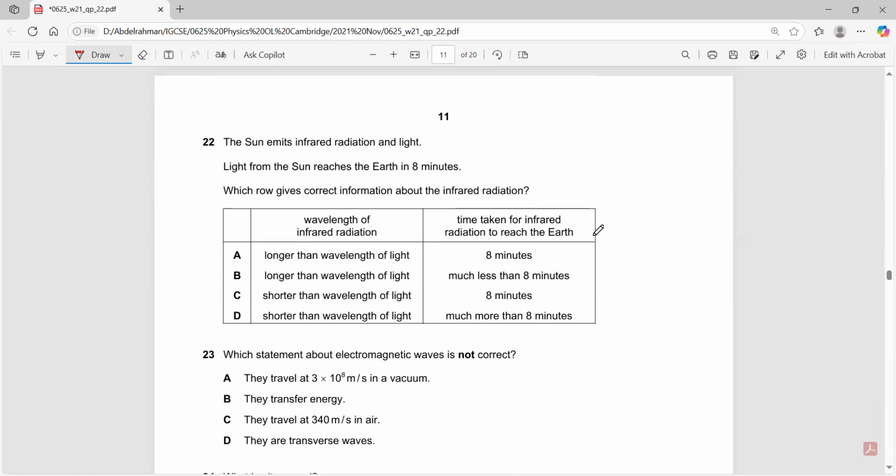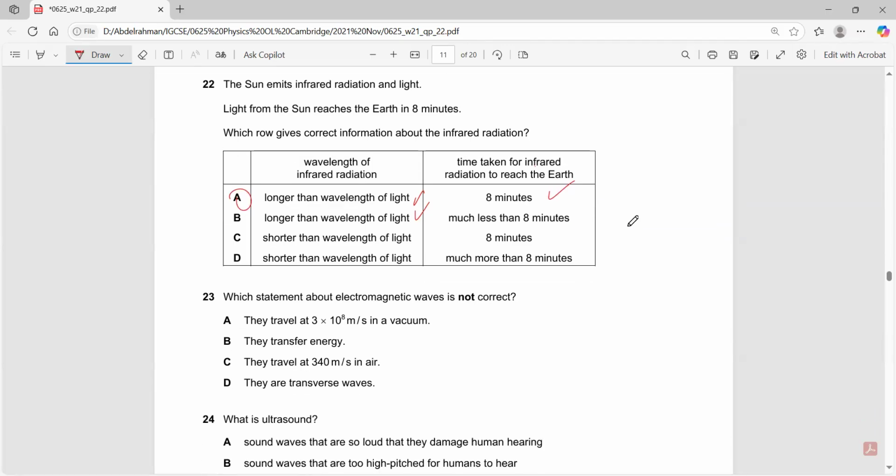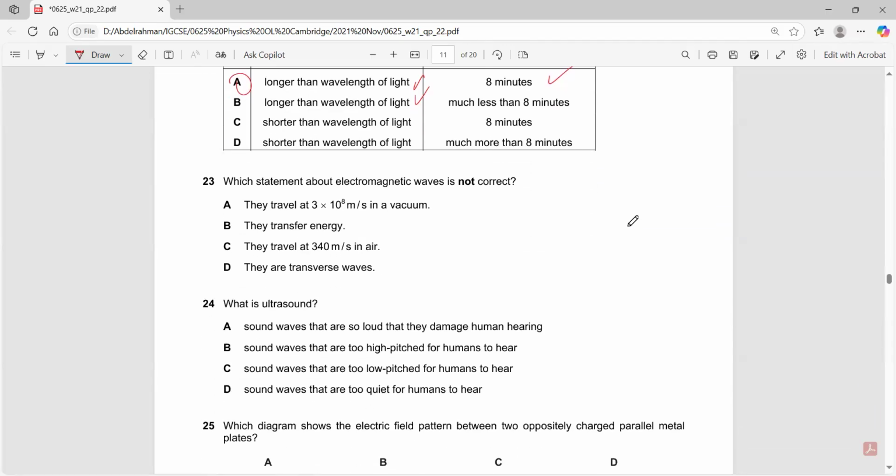The Sun emits infrared radiation. Light travels in 8 minutes. Which row gives the correct information about the infrared radiation? What about the wavelength of the infrared radiation? Isn't it longer? Yes, it is longer. What about the time taken for the infrared radiation to reach the Earth? It would also take 8 minutes. Same speed.